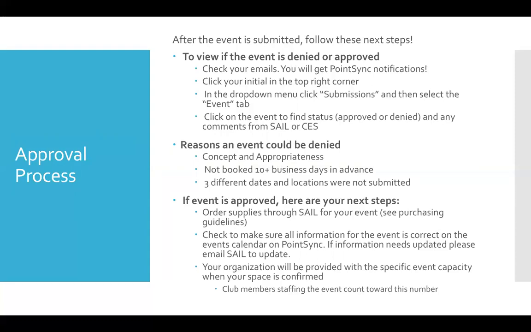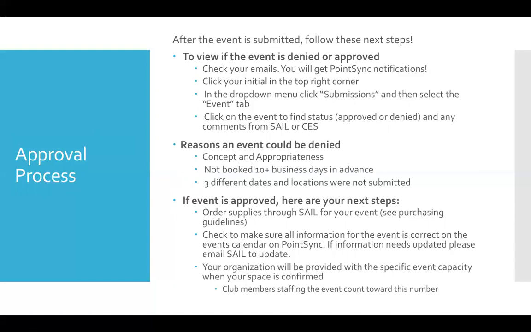But if your event is approved, these are your next steps. You order supplies through SAIL for your event, and you can see the purchasing guidelines in another video. You can check to make sure all information for the event is correct on the event calendars on PointSync, because sometimes we make mistakes. If information needs updated, please be sure to email the SAIL office so we can update that for you.